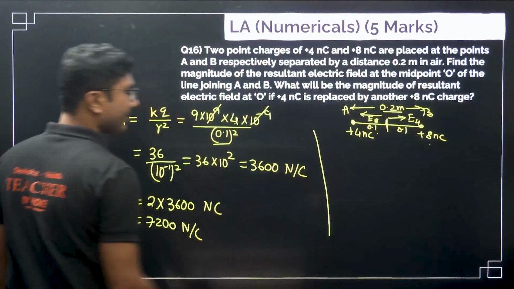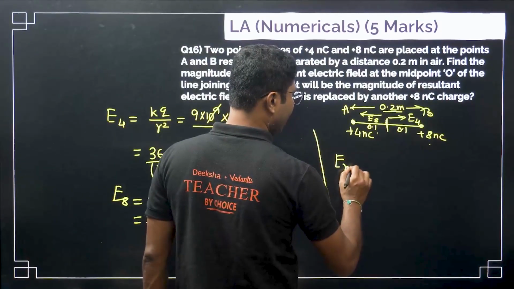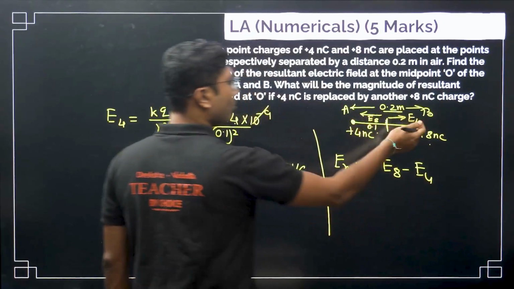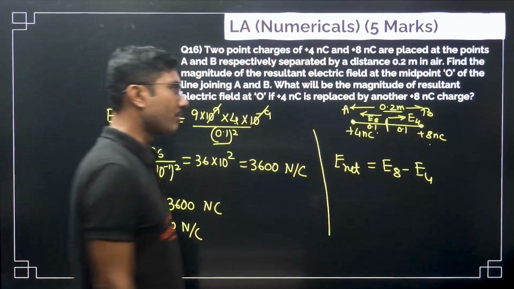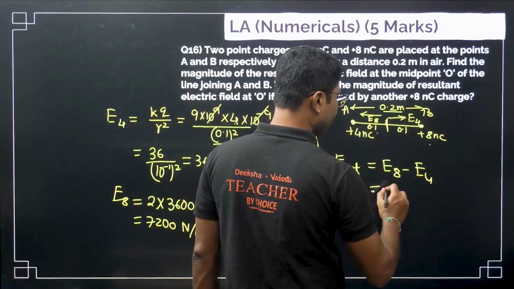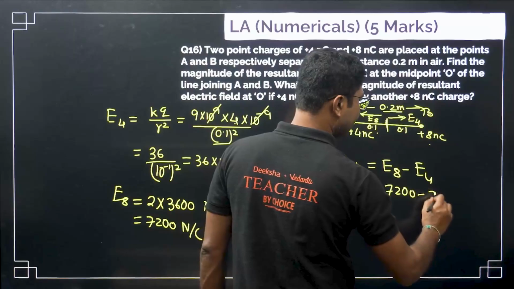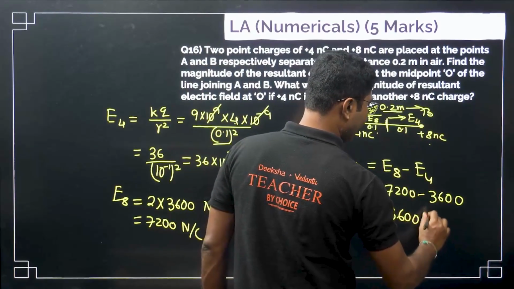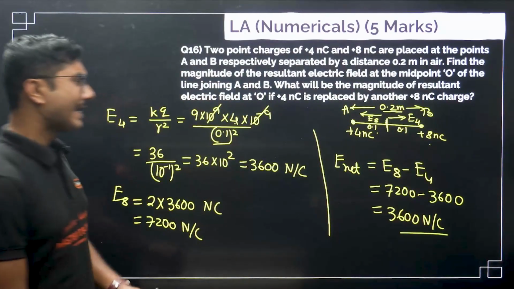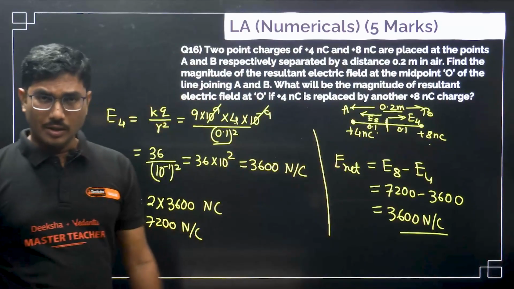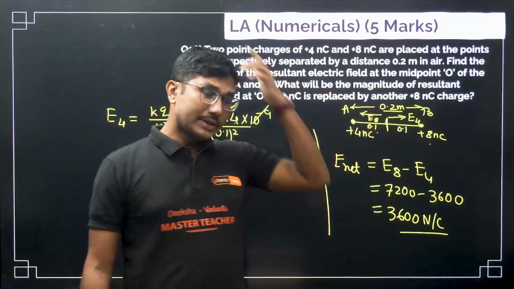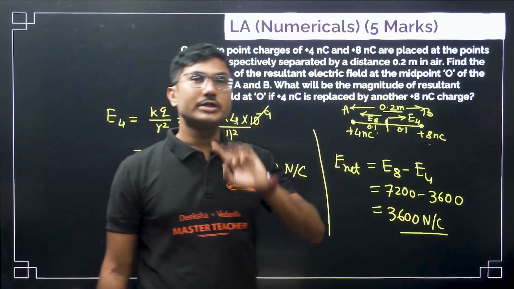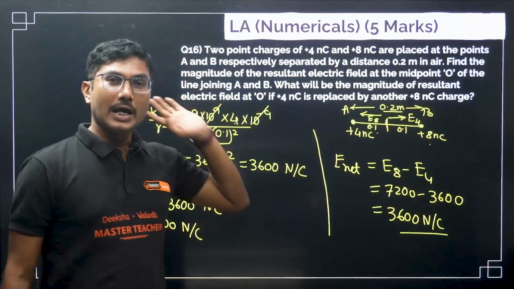So what is the net electric field? Net electric field will be E8 minus E4. If you see that both are in the opposite direction, E8 and E4 are in the opposite direction, so E8 minus E4, so that is 7200 minus 3600, that is 3600 Newton per Coulomb. Okay, direction will be towards plus 4 nanocoulomb. Always remember that electric field is always away from for positive, towards for negative. If you remember the direction theory, everything will be simplified.